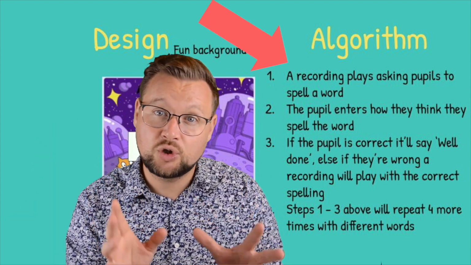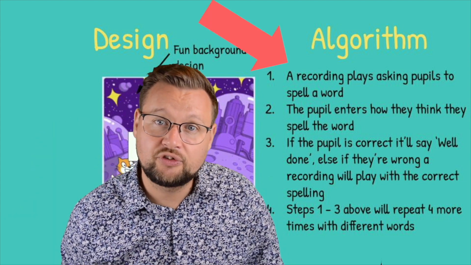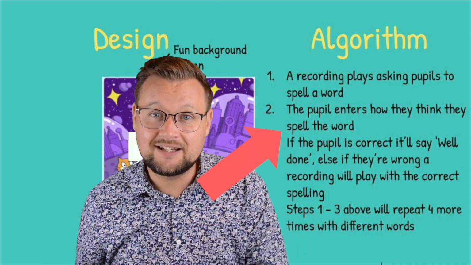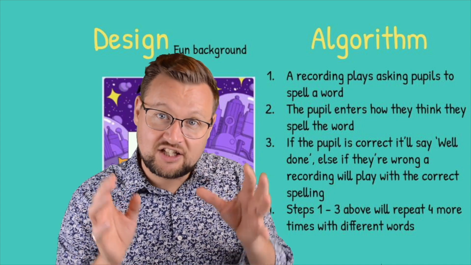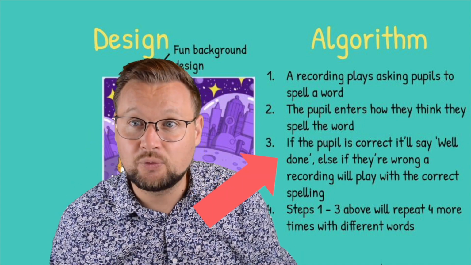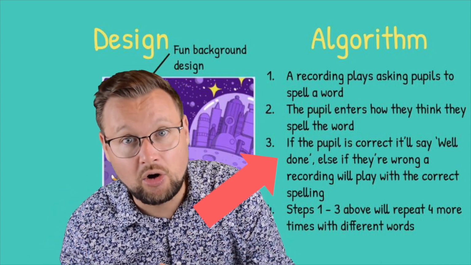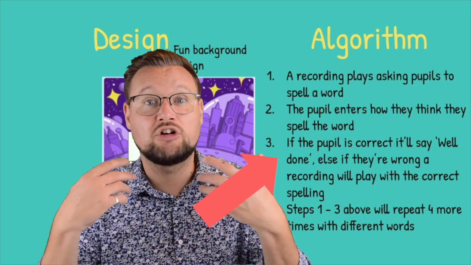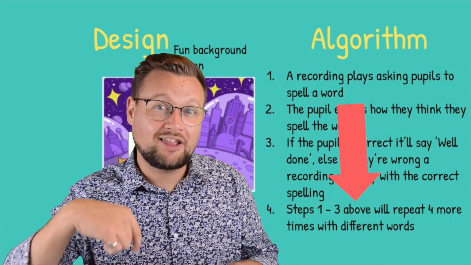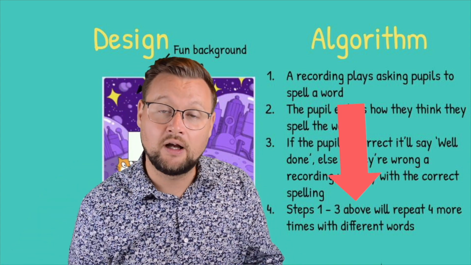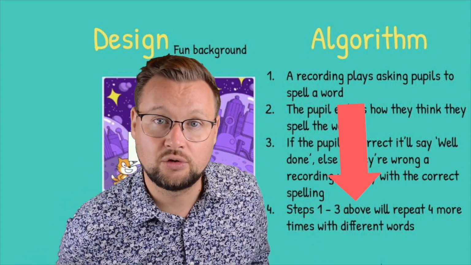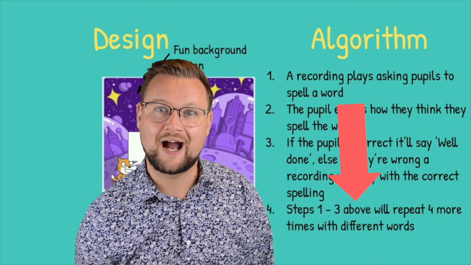So step one, a recording plays, asking pupils to spell a word. Step two, the pupil enters how they think they spell that word. Step three, if they get the spelling correct, it will say well done. Else if they're wrong, a recording will play with the correct spelling. And then step four is just that steps 1 to 3 should be repeated over 4 further times, so that there are 5 words in total for our pupils to have a go at spelling.